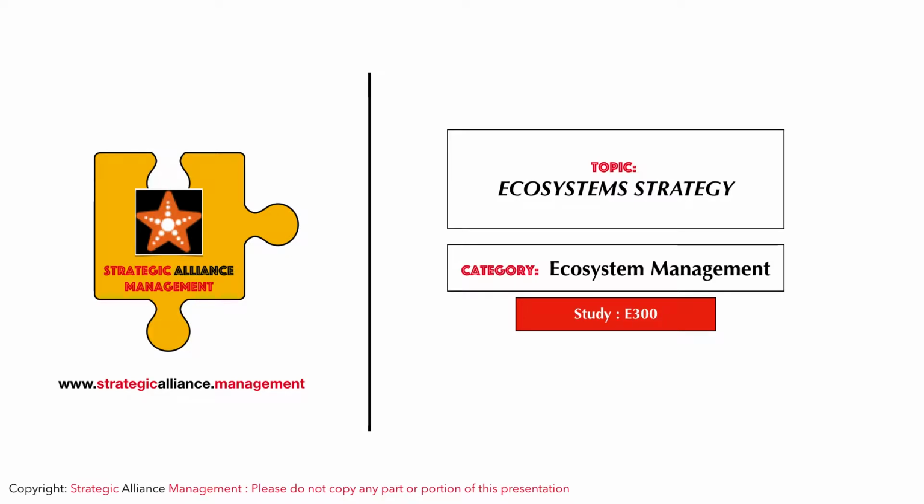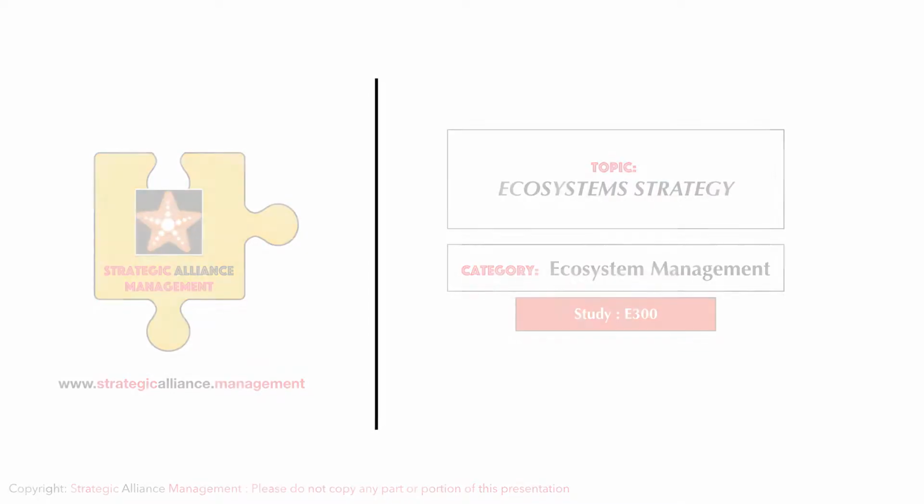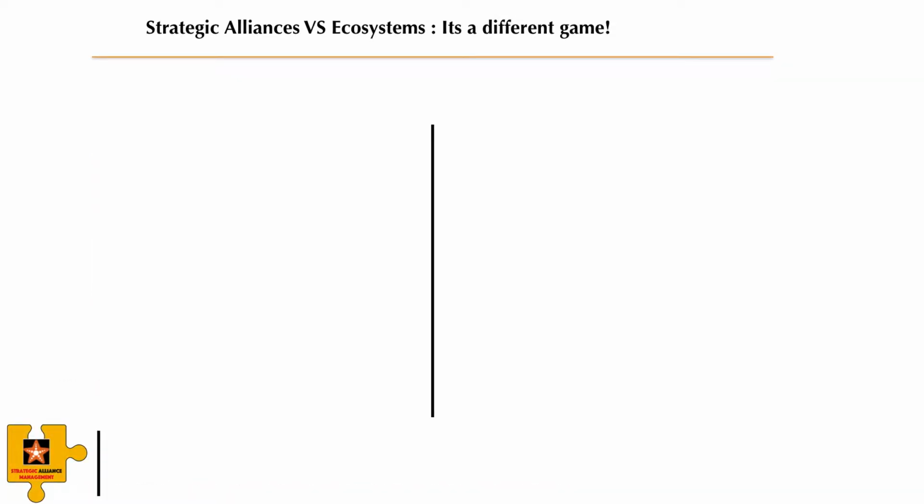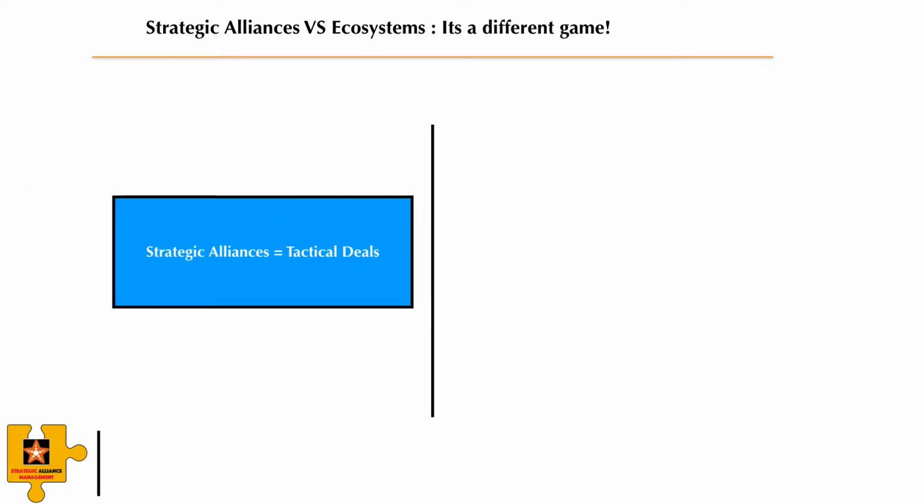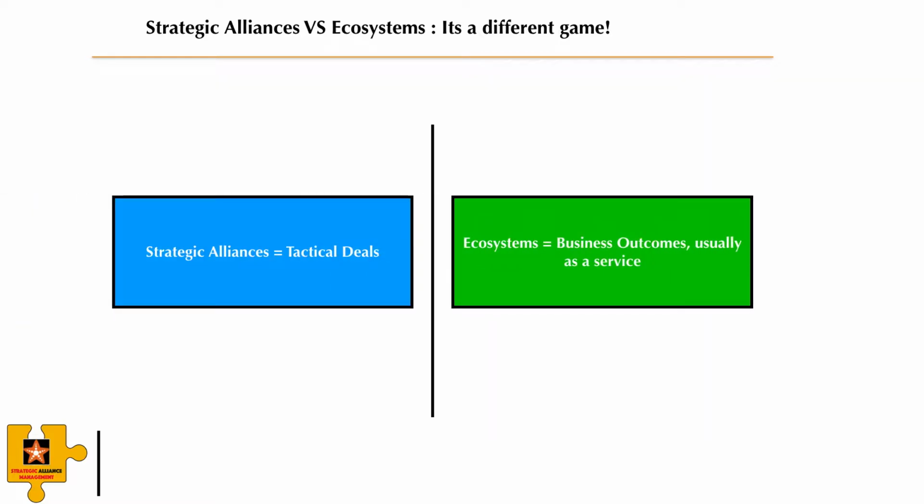Welcome to Strategic Alliance Management, and today's topic is about ecosystem strategy. One of the fundamental questions that we all have in our mind is what is a strategic alliance and what is an ecosystem? Typically, most people think that ecosystems are just multiple players working together. Well, not really, but quite correct. So, here's a fundamental difference. Strategic alliance is all about tactical deals, whereas ecosystems are all about creating business outcomes, usually as a service.